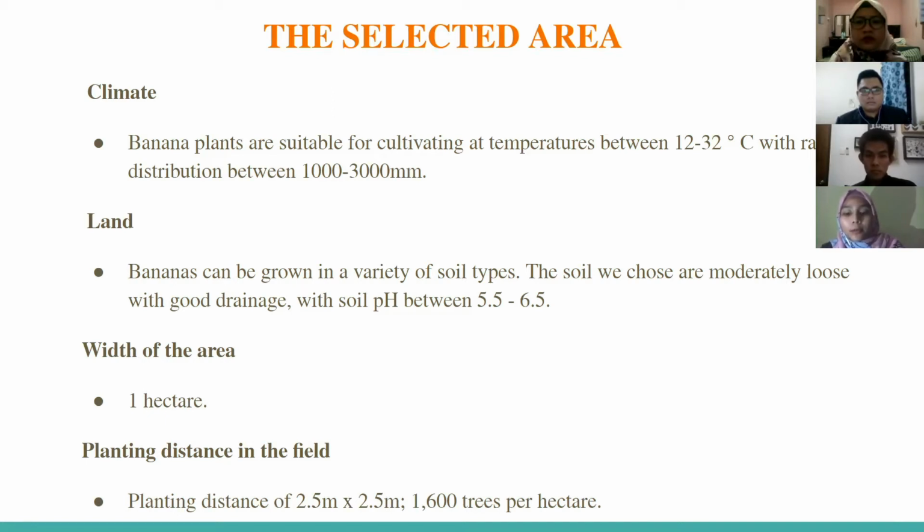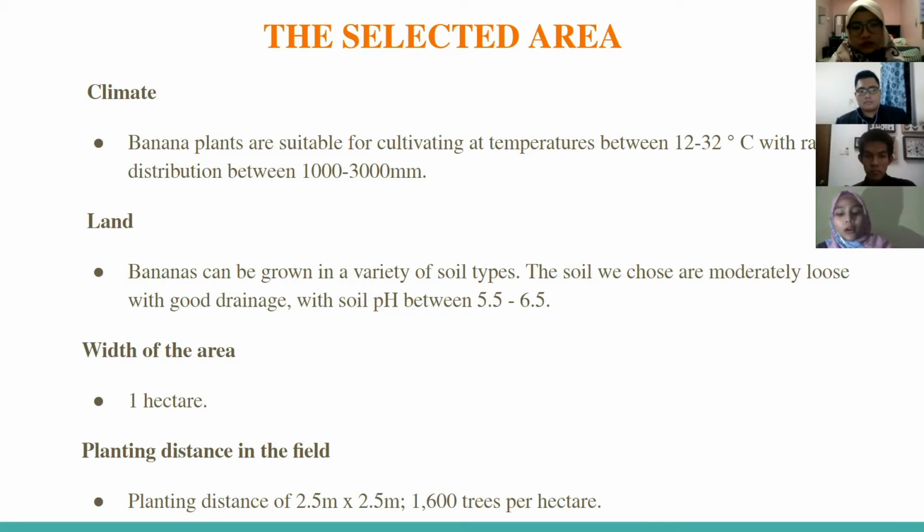Moreover, before planting, we need to choose the suitable land for the banana plants. For the lands, banana plants can be grown in a variety of soil types. The soil we choose are moderately low with good drainage, with soil pH between 5.5 until 6.5.